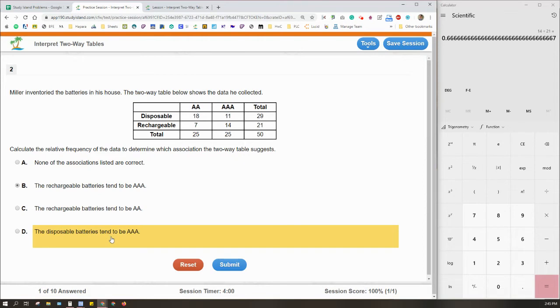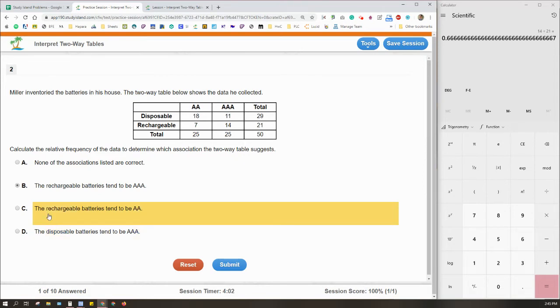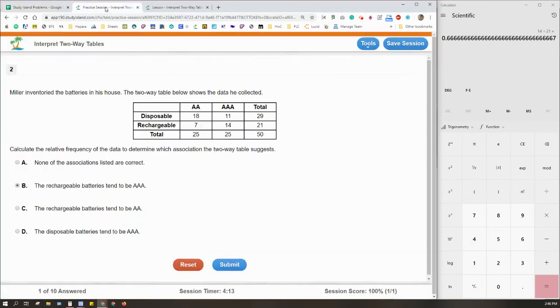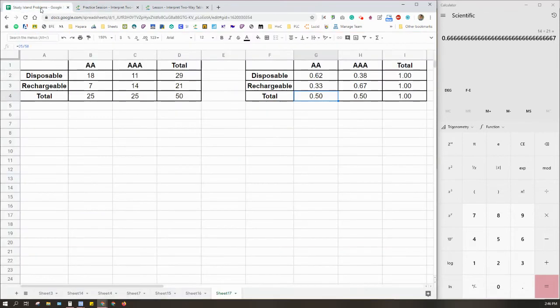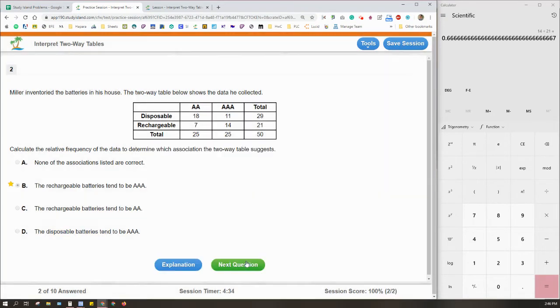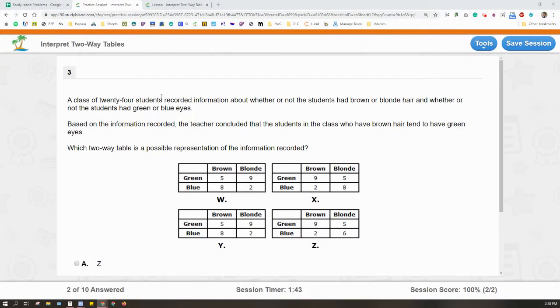Let's read through C and D and make sure they are false. C says the rechargeable batteries tend to be AA. Well, that's the opposite of what we just said. The rechargeable batteries only have 33% of them as AA, so that's just not true. So C is false. And finally, D, the disposable batteries tend to be AAA. Well, let's see if the disposable batteries are also AAA normally. Go to the disposable column. Ooh, only 38% of them are AAA. They tend to be AA. So D is also false, which means B is the only right answer, and we're good to go. Next problem. All right, number 3.